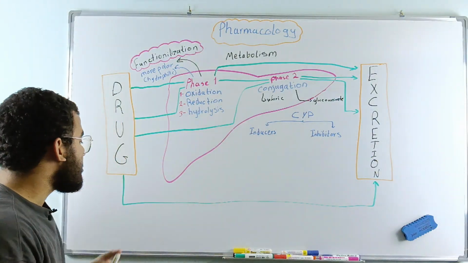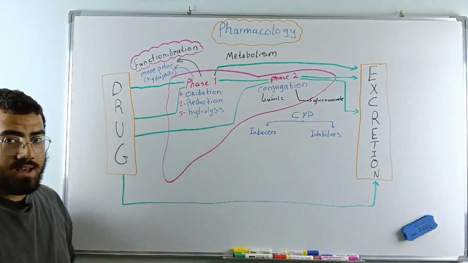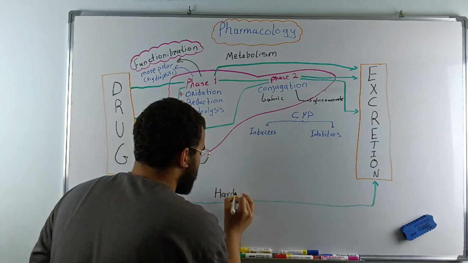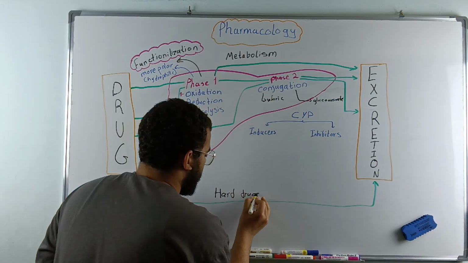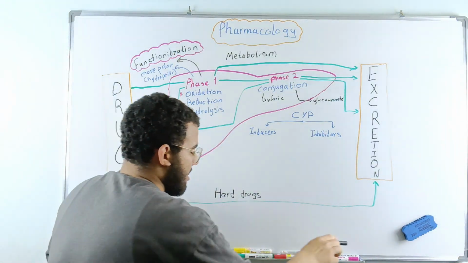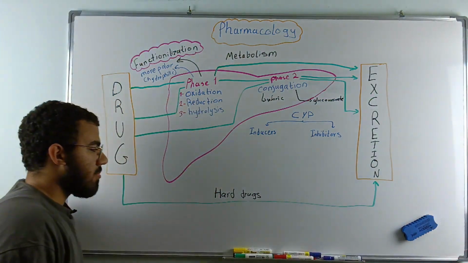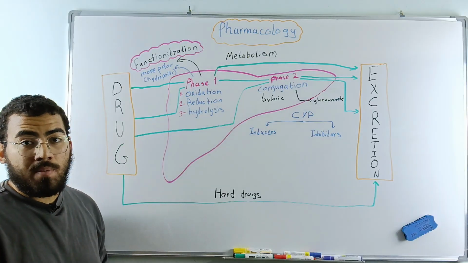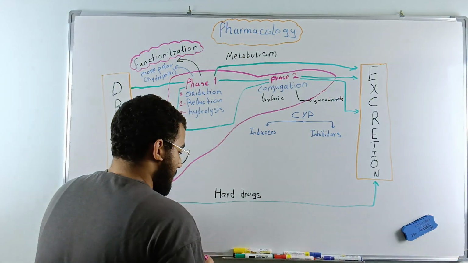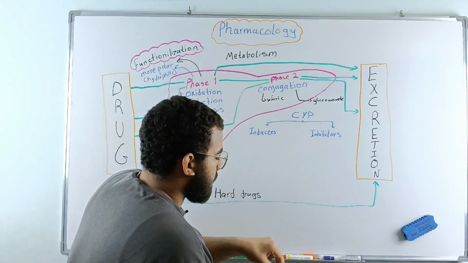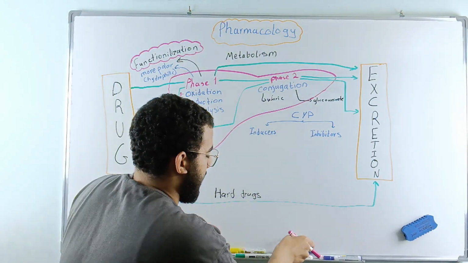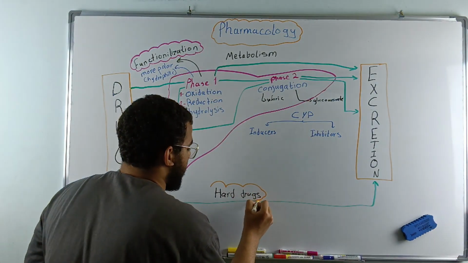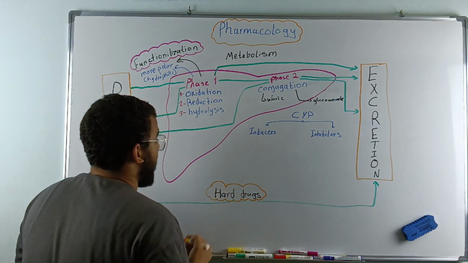Some other drugs don't get metabolized at all, which are called hard drugs. These drugs just get inside your body and get excreted without any change to them. That's why they're called hard drugs. They do not get metabolized at all. So these drugs do not have to go through any of those phases. That's the first possible variation.